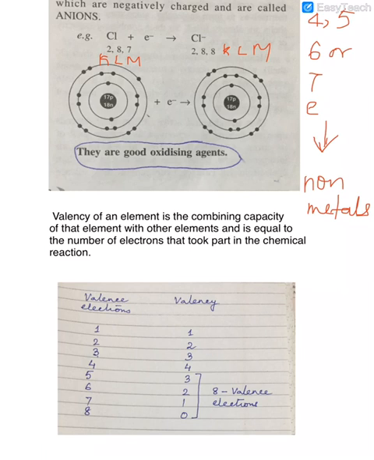What you have to do? You have to do 8 minus the number of valence electrons. Why is this 8? Because every atom has to follow the octet rule. That is, they should have 8 electrons in the valence shell to become stable. So that's why you have to do this subtraction from 8 and get the valency. So you just remember this table.